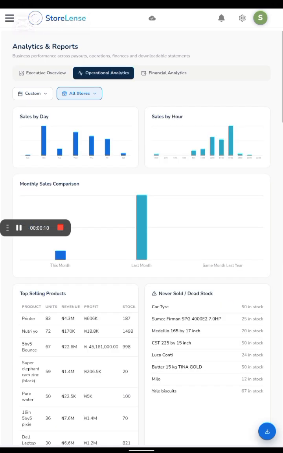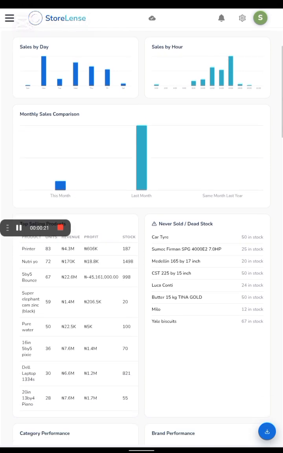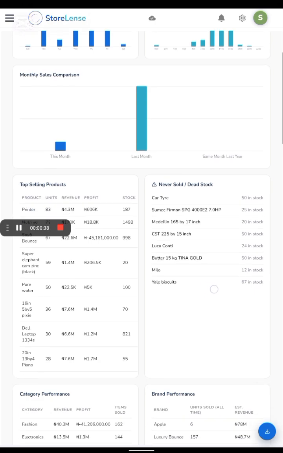So this will also show you the sales by day, how your sales have been going daily, then sales by hour, monthly sales comparison. So this will show you the analytics, same month last year, this month, last month, same month last year, to just give you the comparisons so that you see how things are moving.